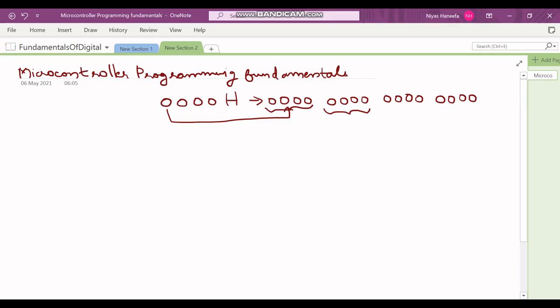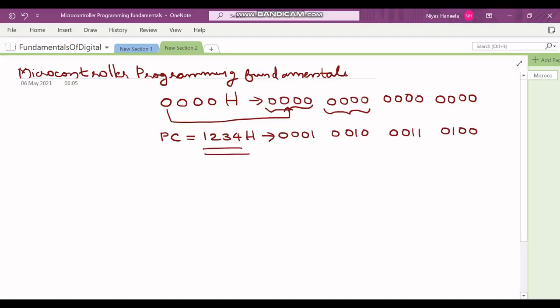So you will be told that the program counter register points to the value 1234h. That means it actually points to the location 1234, but the equivalent value is 0001, 0010, 0011, 0100. So this is the equivalent value. You have to understand that.